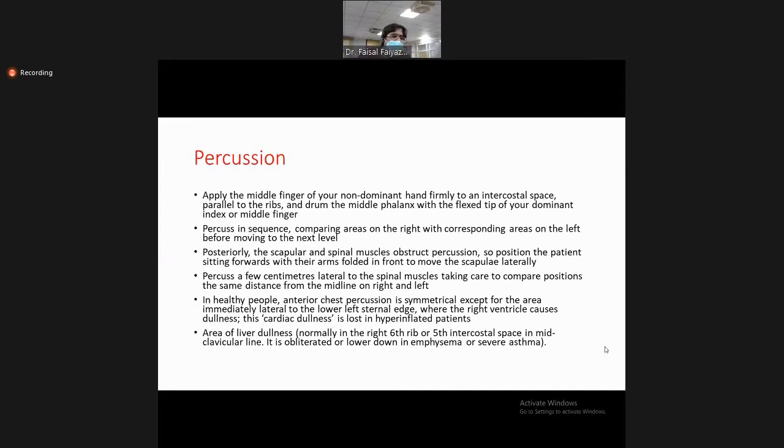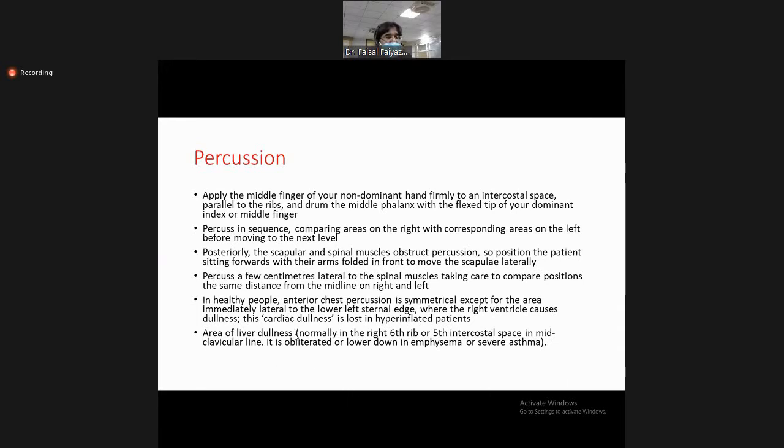In healthy people, anterior chest percussion is symmetrical, except for the area immediately lateral to the lower left sternal edge, where the right ventricle causes dullness, and this is known as cardiac dullness. This cardiac dullness is lost in hyperinflated patients, patients with COPD, for example. Maybe, not always.